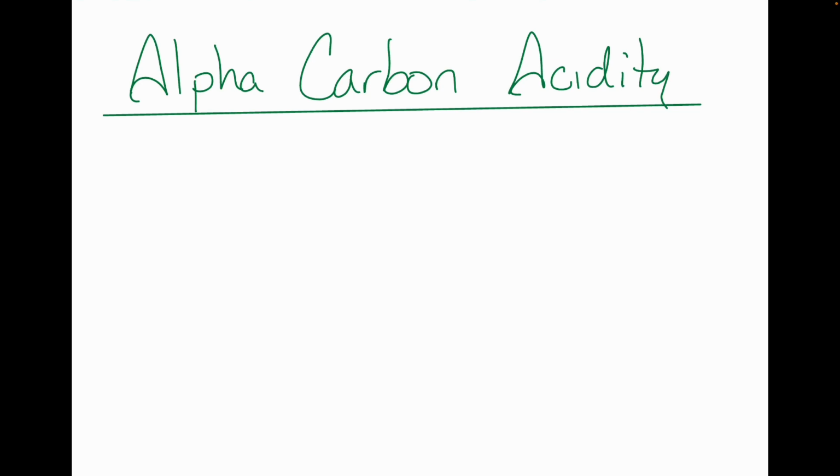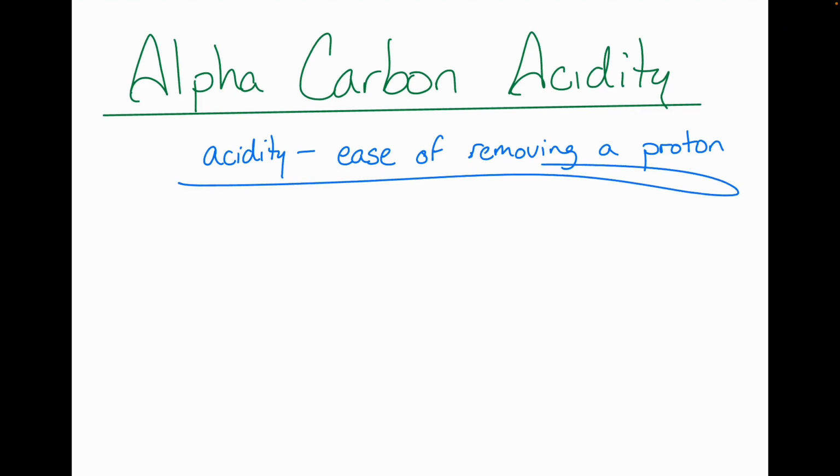So what the heck do I mean by alpha carbon acidity, right? Acidity means the ease of removing a proton. Acids donate protons, and we talk a lot about removing protons from things. So for example, alcohols, we can turn into great nucleophiles and bases, alkoxide ions, by removing protons. So this is just a really important thing to have nailed down.